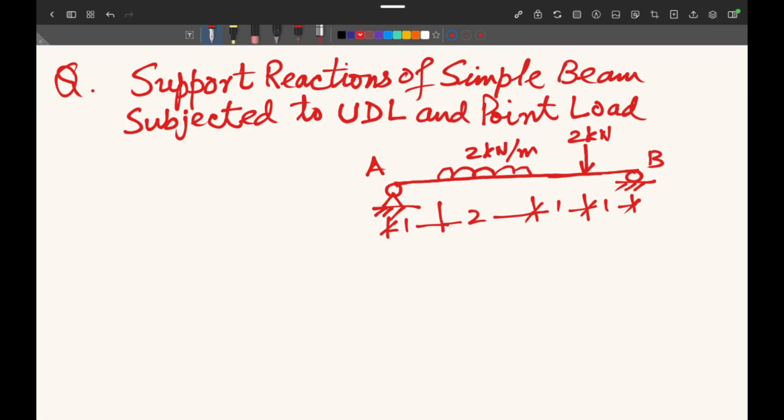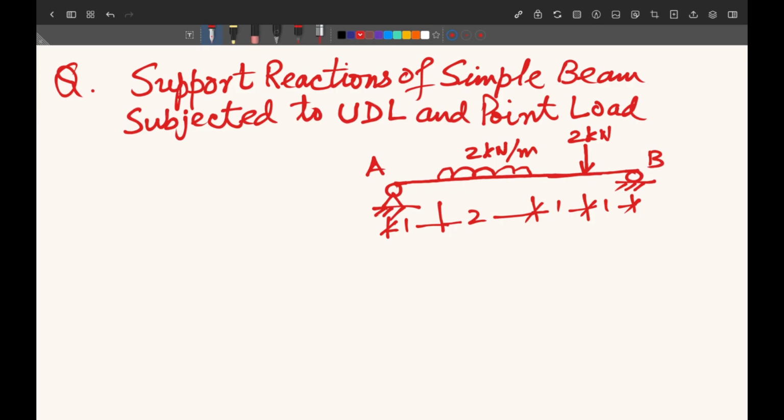In this question, we will calculate the support reactions of a simply supported beam which is subjected to a uniformly distributed load and a point load. The uniformly distributed load is not on the entire length of the beam. It is only on a small portion of the beam, which is 2 meter length.